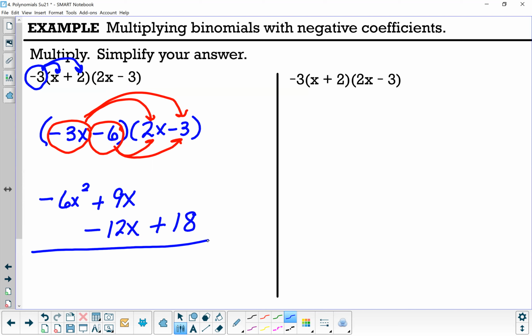Again, notice how I'm organizing my work. So my like terms are lined up vertically. So now simplify this and we bring down the negative 6x squared. The 9x minus 12x, subtract your coefficients. So we have minus 3x and then bring down the plus 18. Done.